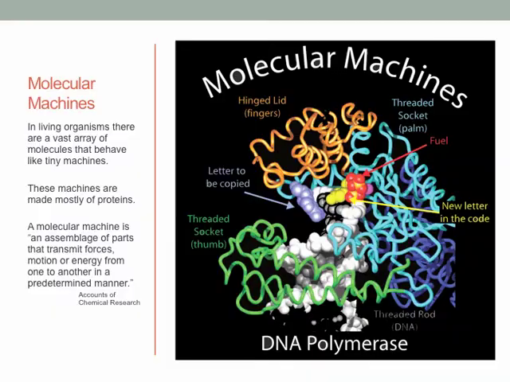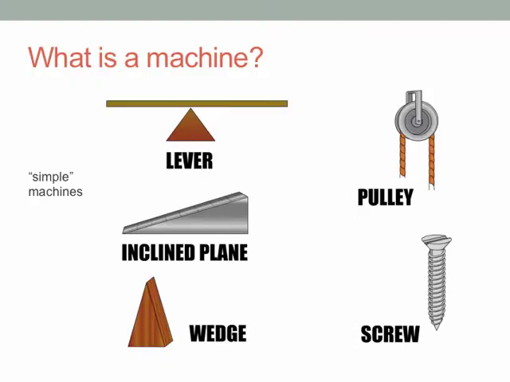So let's back up a little bit and talk about machines in general. What is a machine? Well, there are two basic categories of machines: simple machines and complex machines. A simple machine is something like a screw or a wedge or an inclined plane. A simple machine helps someone do work by lowering the amount of energy required for that work.